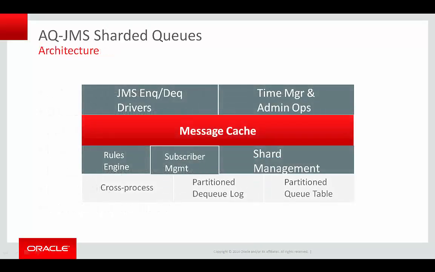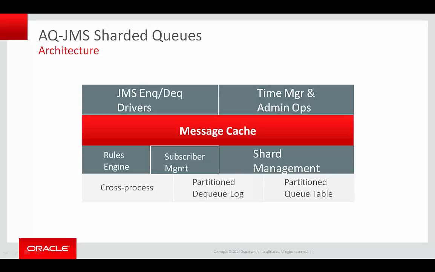Architecturally, the components can be arranged as follows. You have the JMS NQ DQ drivers at the top layer. These are customer facing, as are the admin operations. Also at the top is some of the time management and background processes.